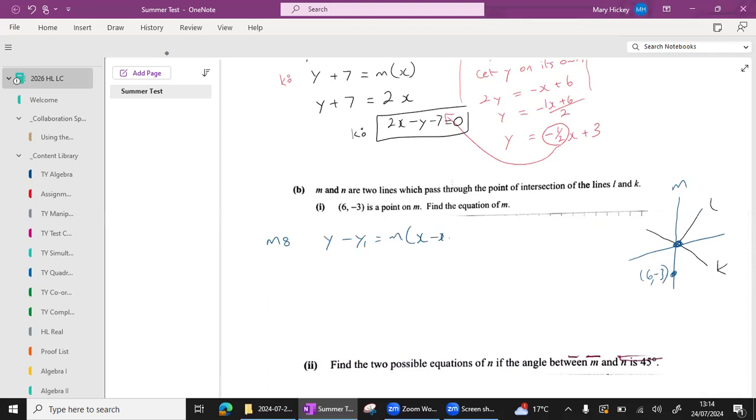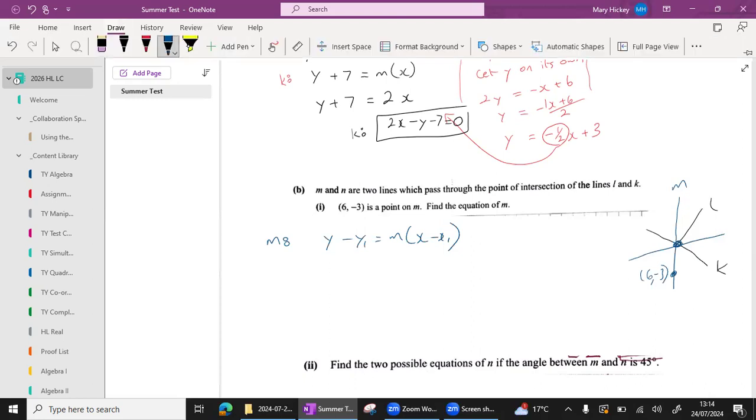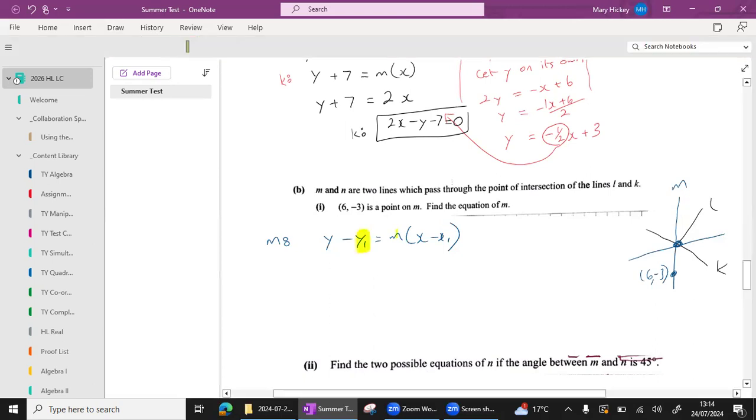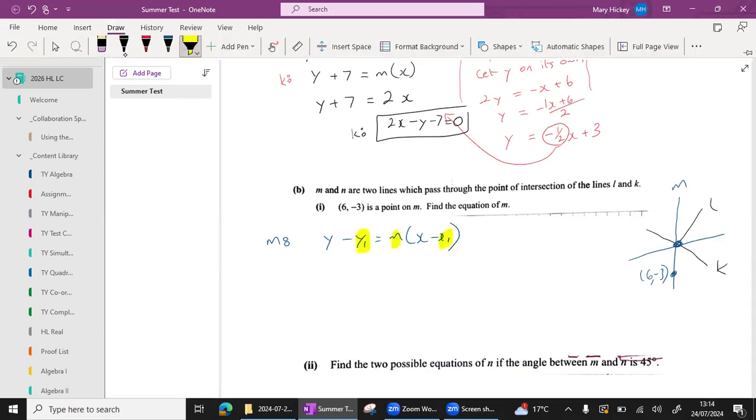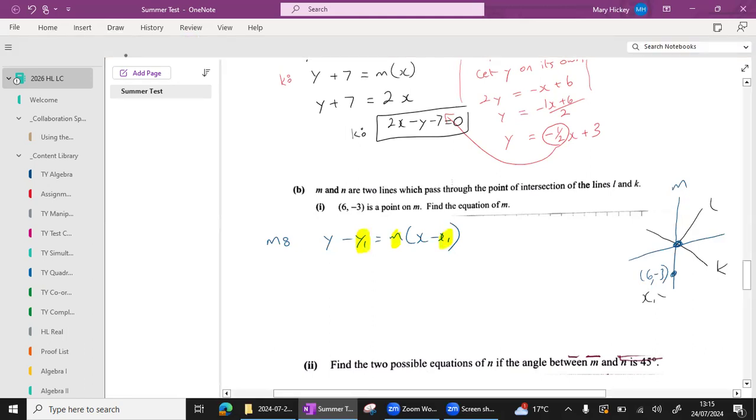Still going to use my x1, but I need to know, do I have a point and do I have a slope? So just like in the last question, I need to replace, so I'll highlight it, I need to replace this one, this one, this one. Now, I'm kind of spoiled for choice here because I have 2 points on M. I have the place where L and K intersect, and I am also told that (6, −3) is on M. Now, because I don't have the point of intersection at the moment, I think I will go ahead and just use the (6, −3) as my x1, y1.